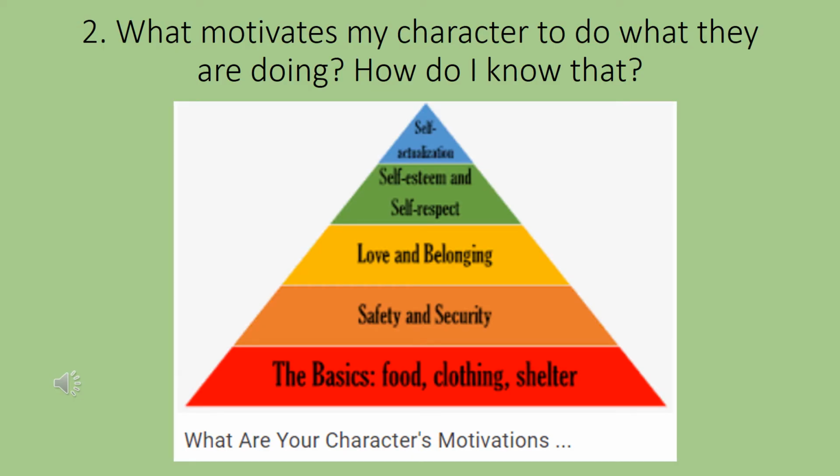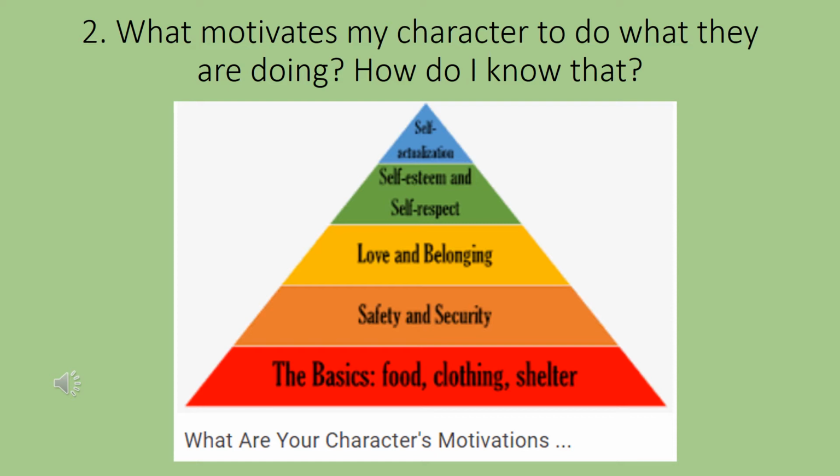Getting the idea of things that you already know about the character, but the author never tells you. So in question number 2, we're looking at what motivates the character to do what they're doing. And how do you know that? Well, to understand motivation, we have to think about what typically motivates a person to do anything.